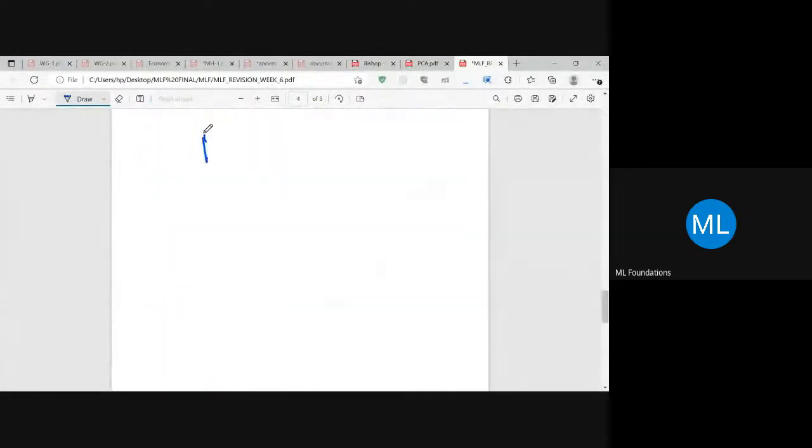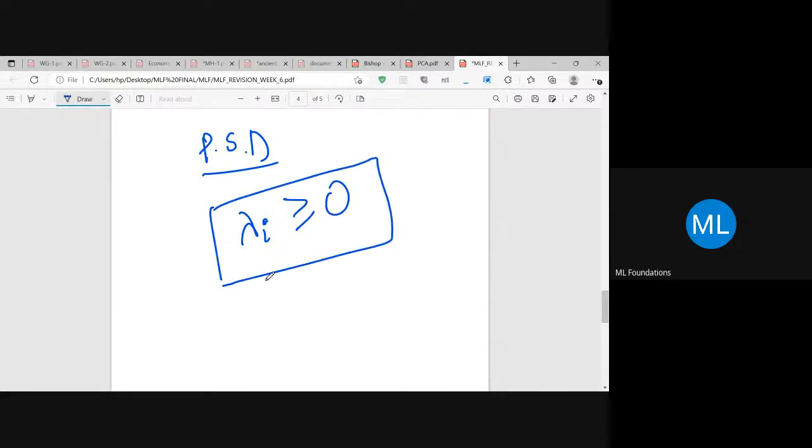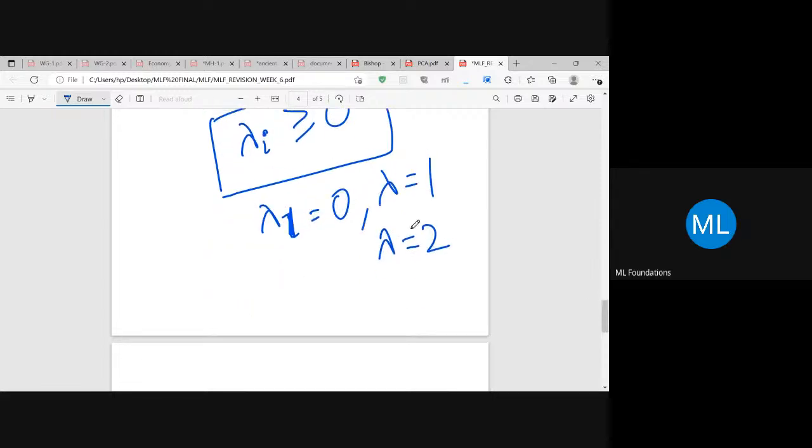So the condition for positive semi-definite is what? Whatever eigenvalues you calculate, not the summation, all the eigenvalues should be greater than or equal to 0. For example, if you get eigenvalue 1 as 0, the second one as 1, and the third one as 2, then this is positive semi-definite.